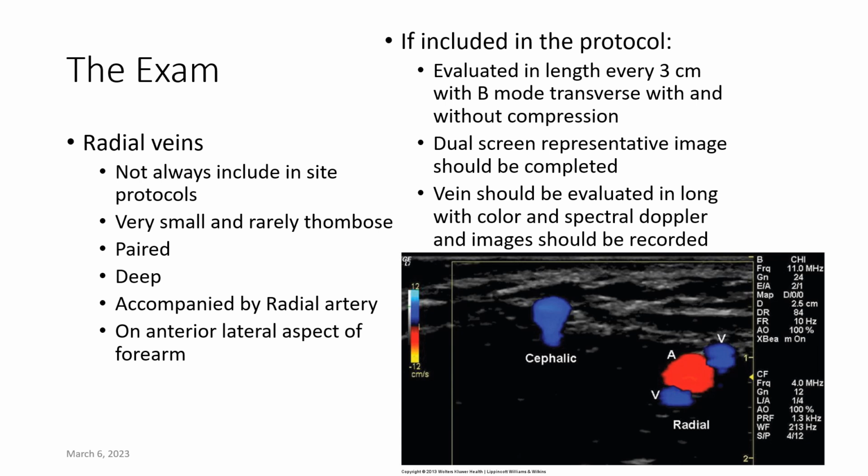However, to be thorough, or if that area of the arm is symptomatic, it's probably a good idea to look whether it's on your protocol or not. Because it's deep, it's going to be accompanied by an artery. It's going to be on the anterior lateral or the thumb side of the forearm. You can find this down toward the wrist area, and you can evaluate it every 2 to 3 centimeters with compression in B mode in transverse, up to where you see it connect with the ulnar vein. You can look at it in B mode with compression, proximal, mid, and distal, and then you can go long and evaluate in long B mode, proximal, mid, and distal, and then go with color, proximal, mid, and distal, with color and spectral.